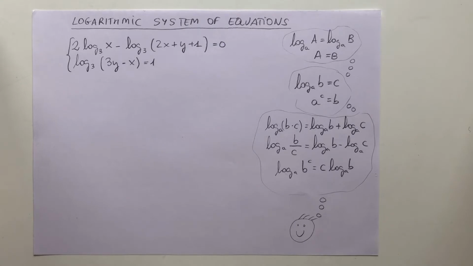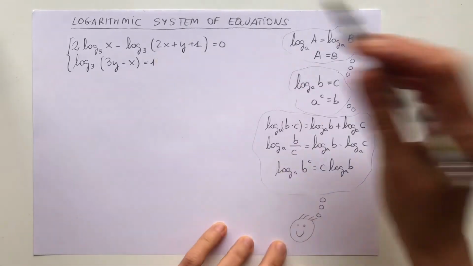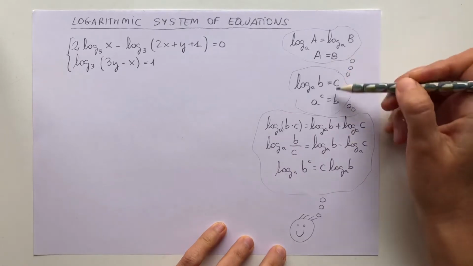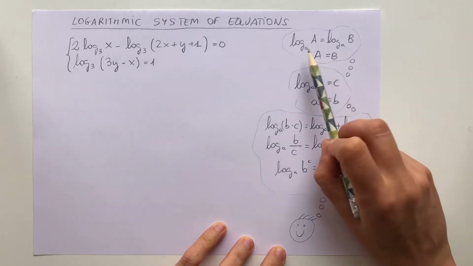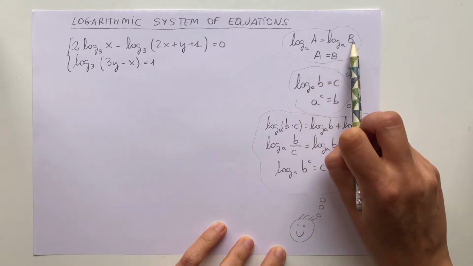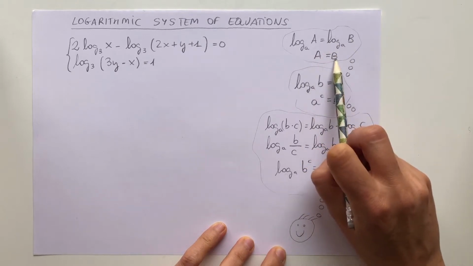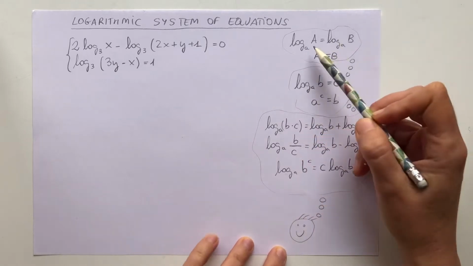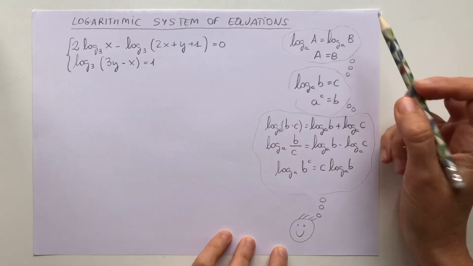Let's solve this logarithmic system of equations. To solve this, we need to take these ideas into account. If we have an equation and the logarithm of A equals the logarithm of B, then A must be the same as B. This way we can get rid of logarithms in an equation.